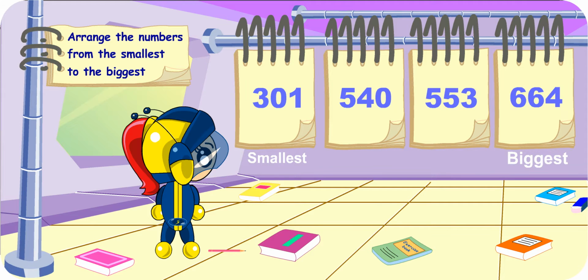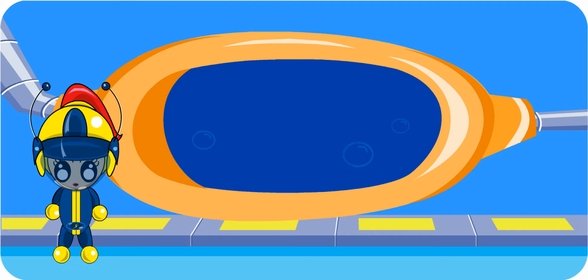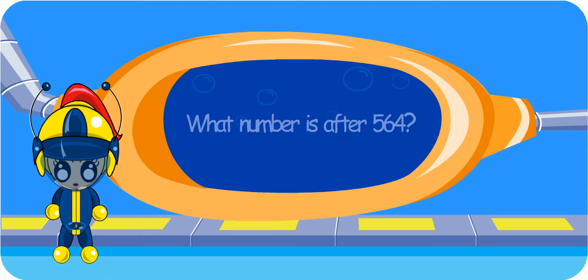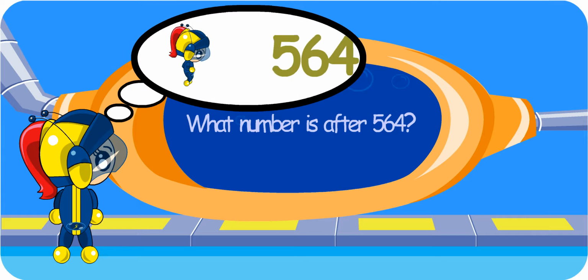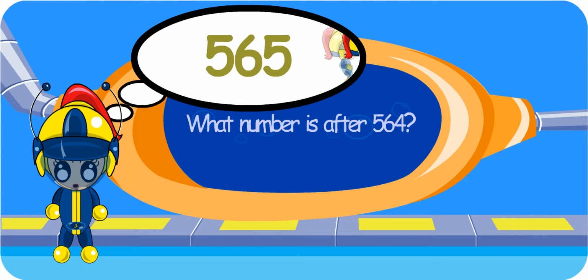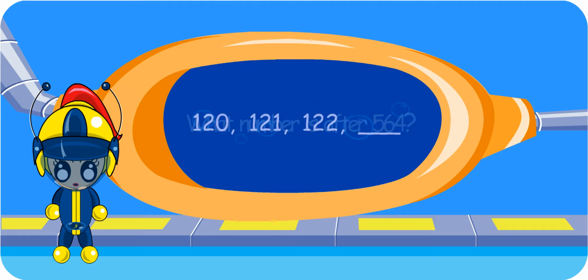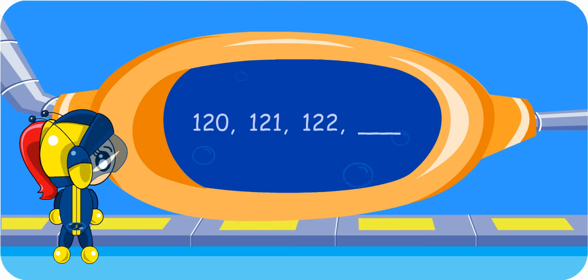Well done, Turbo Girl. Try the activity below now. Turbo Girl, now you know how to arrange numbers in order. Let me see whether you know the numbers which come before or after the given number. 564. If I count on, the next number will be 565. Good. Now, look at this set of numbers. Can you fill in the missing numbers for me?